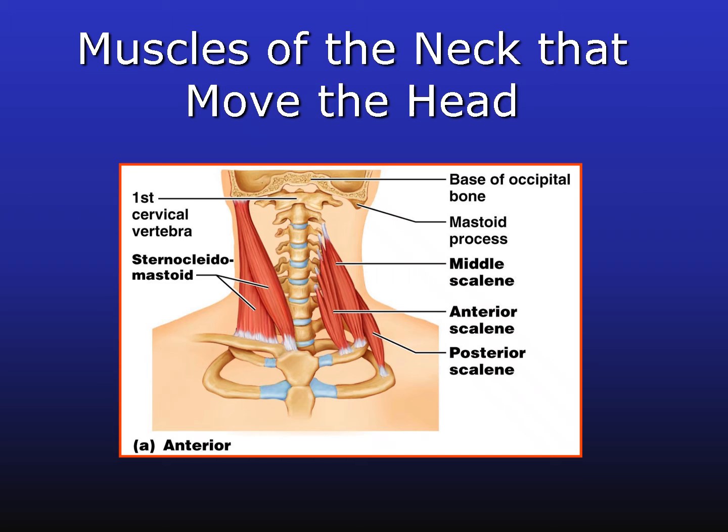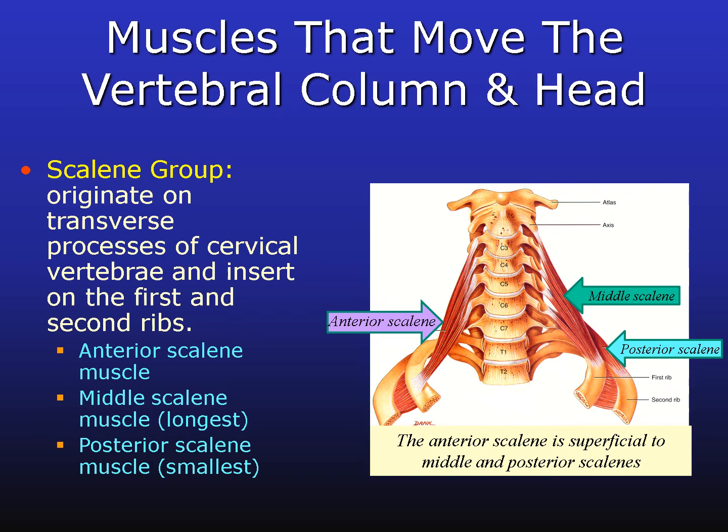Deep to the sternocleidomastoid are the scalenes, which are muscles of the posterior triangle and have their origins on the transverse processes of the cervical vertebrae. The scalene group of muscles have their origins on the transverse processes of the cervical vertebrae and their insertion on the first and second ribs. The anterior scalene muscles are superficial to the middle and posterior scalenes when the body is viewed from the anterior. The middle scalene muscles are the longest of the three, and the posterior scalenes are the smallest. Working together, these muscles flex, laterally flex, and rotate the head.